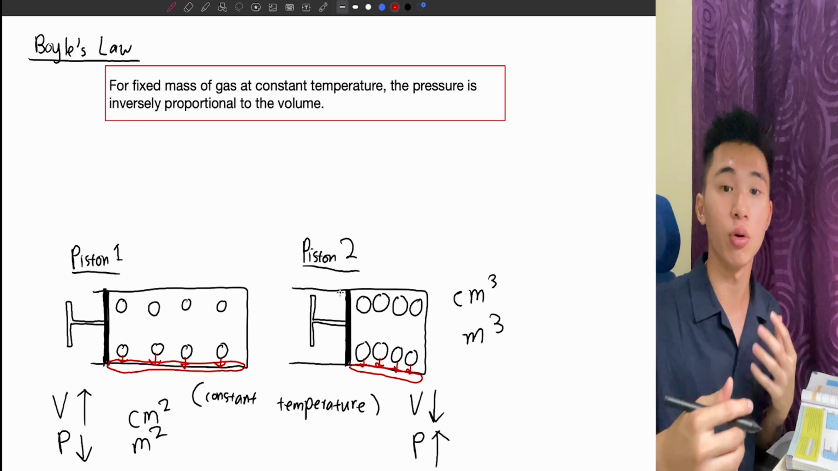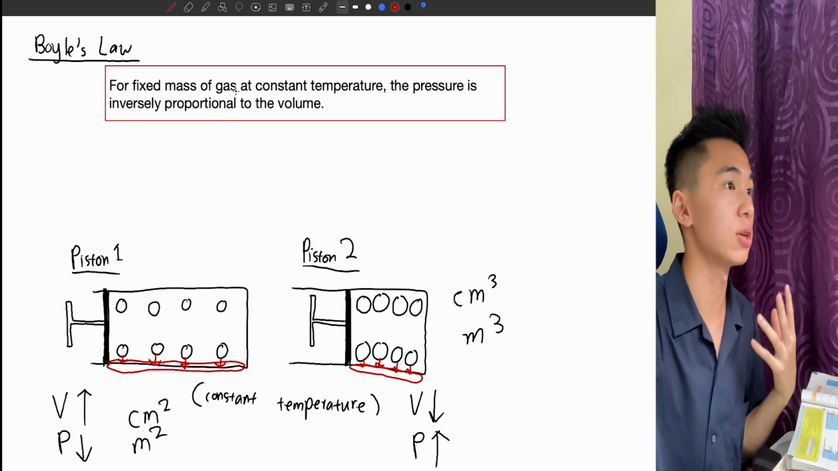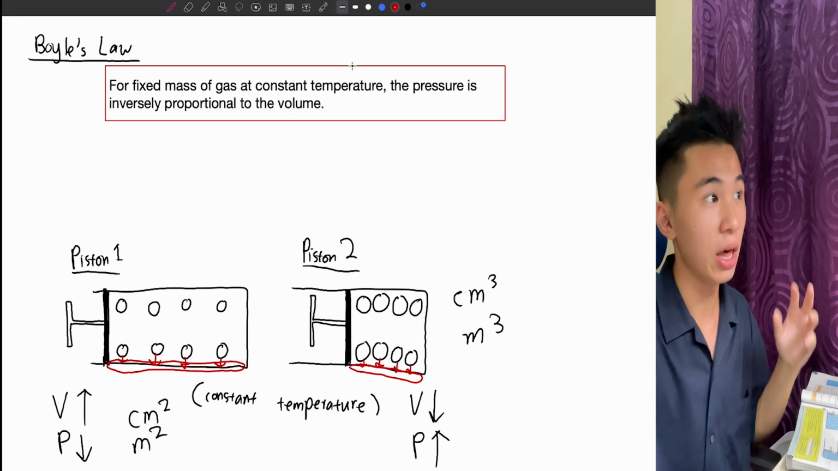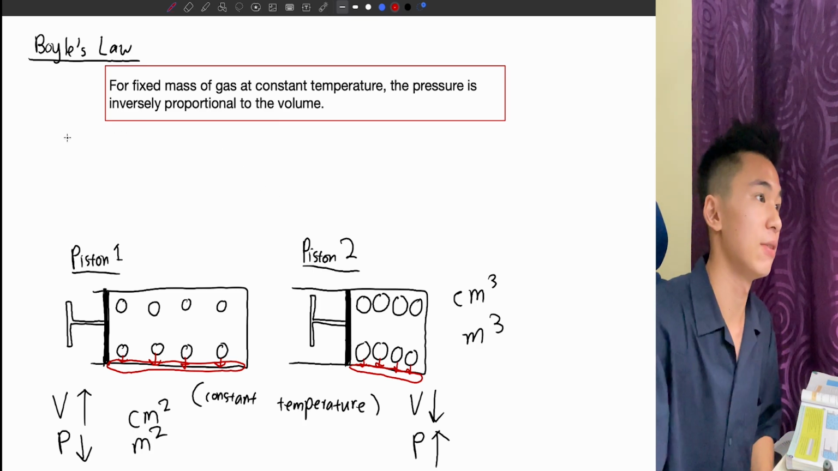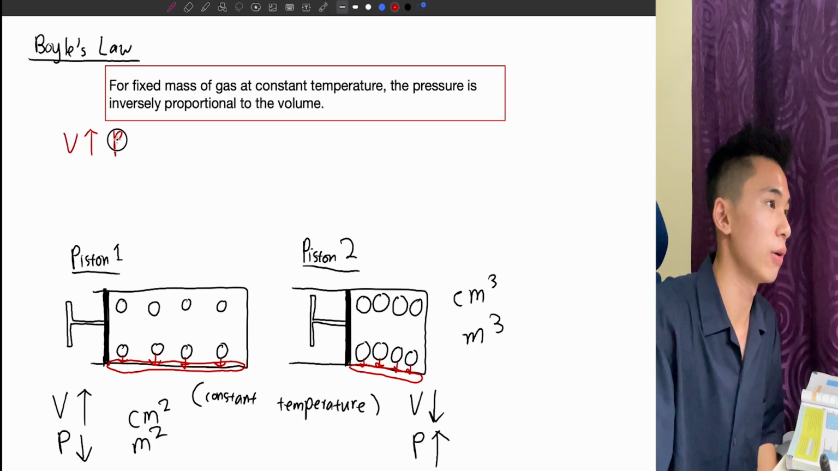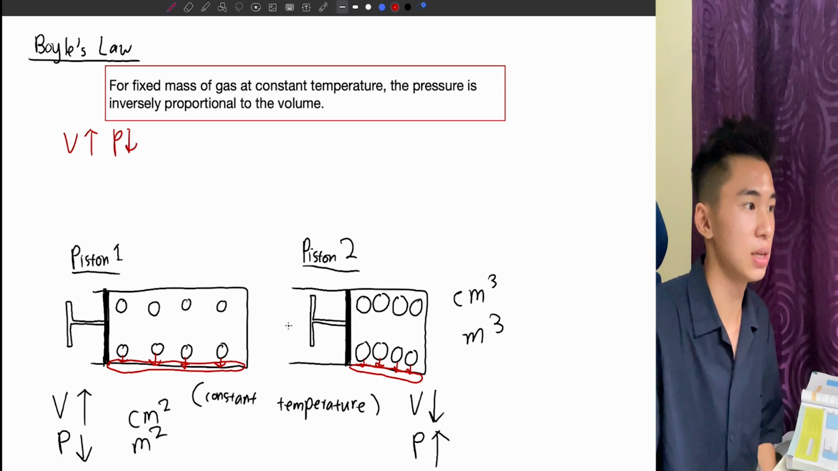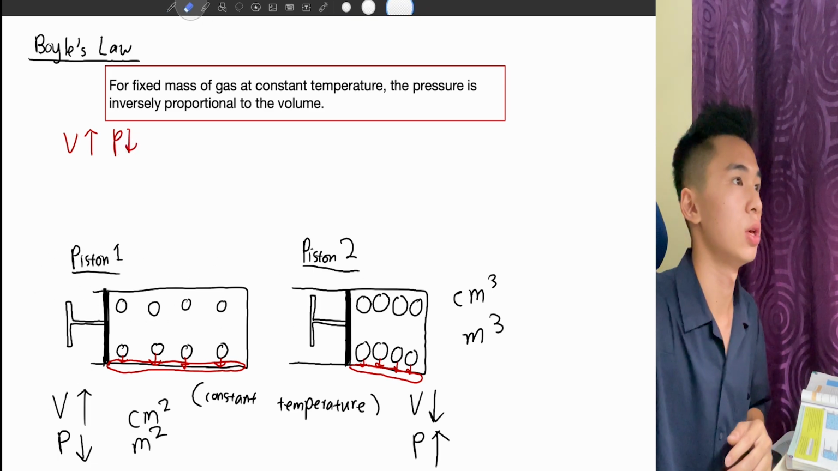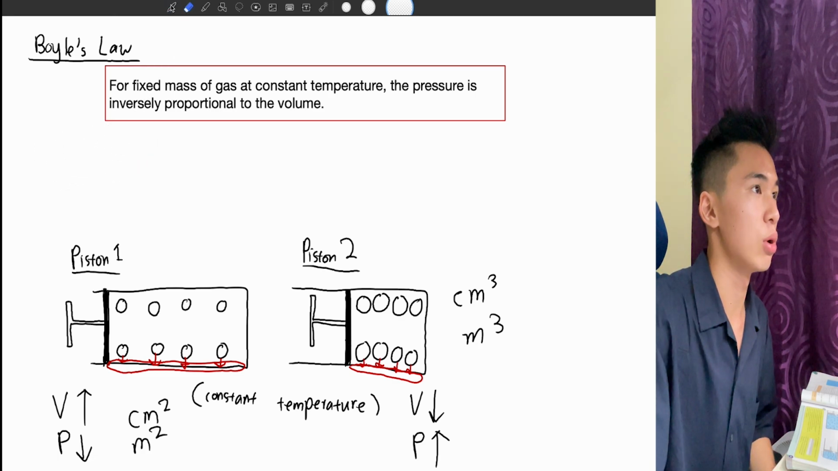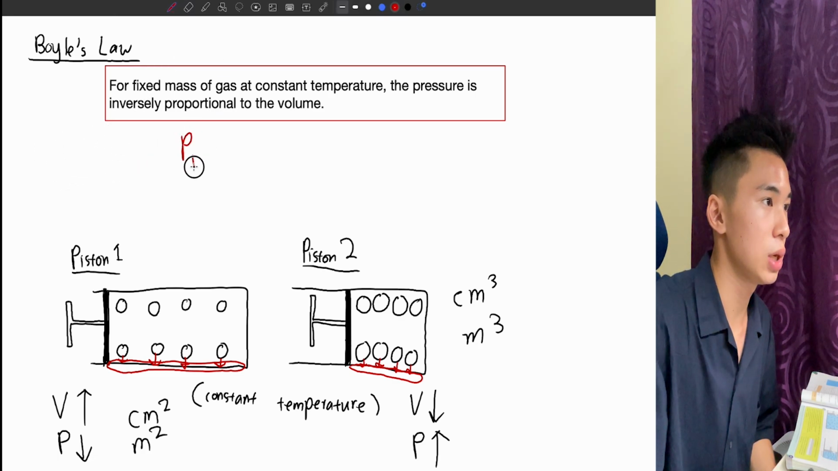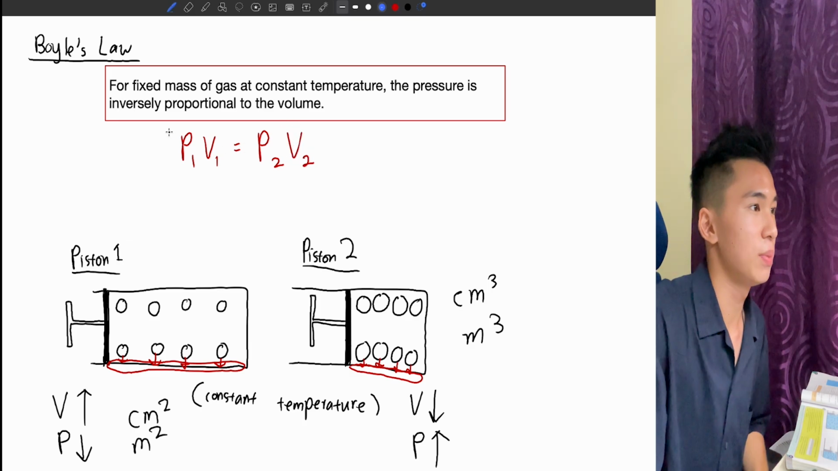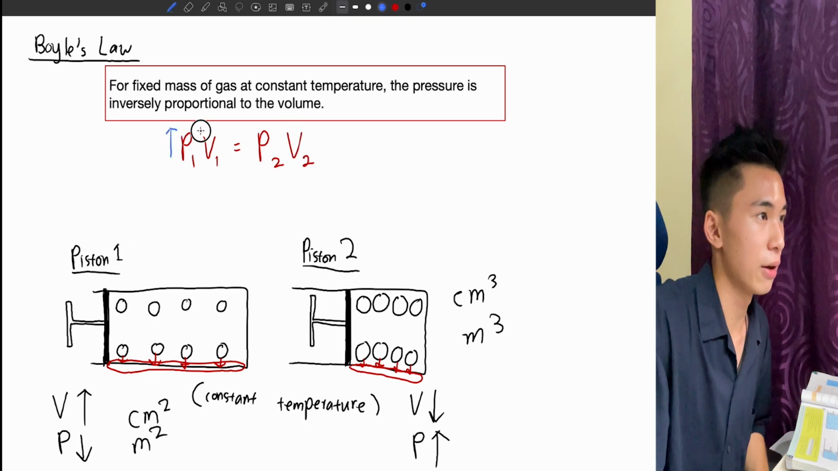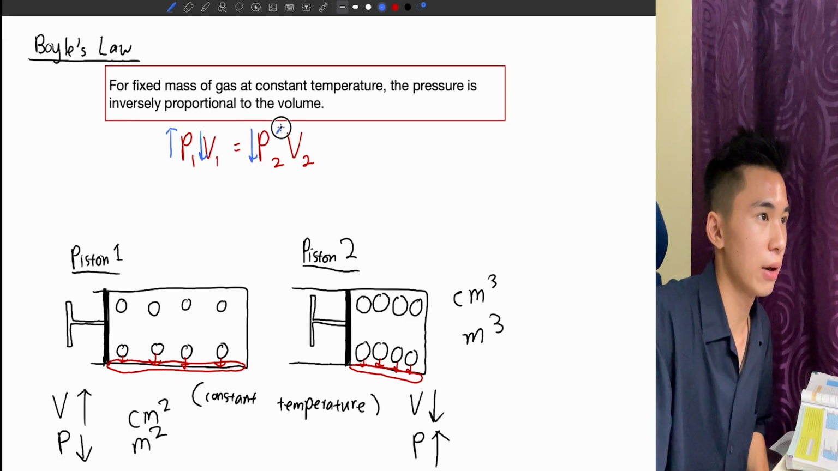So this brings us to Boyle's law, which is: for a fixed mass of gas at constant temperature, the pressure is inversely proportional to the volume, which means if you have greater volume you have lesser pressure. It is the same for piston 1 and piston 2. So this brings us to a formula. It is going to be P1 times V1 equals P2 times V2, which means with greater pressure you will have lesser volume, and with lesser pressure you will have greater volume.